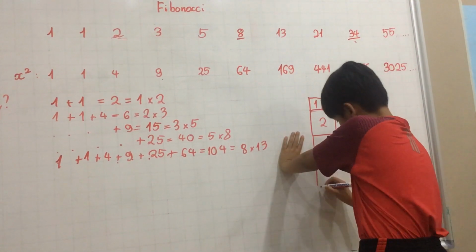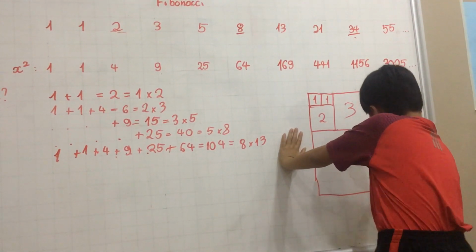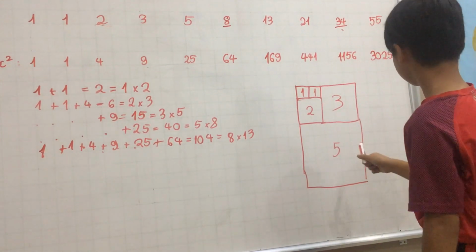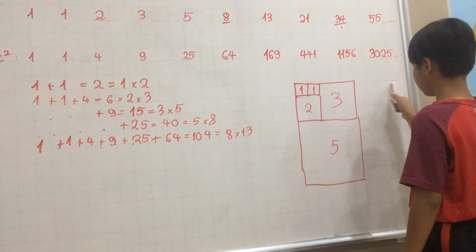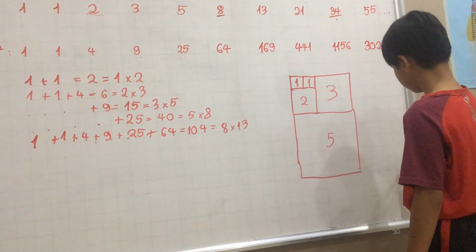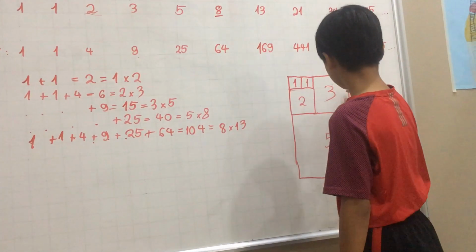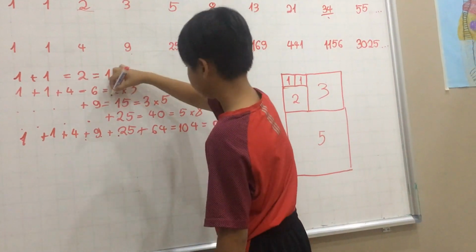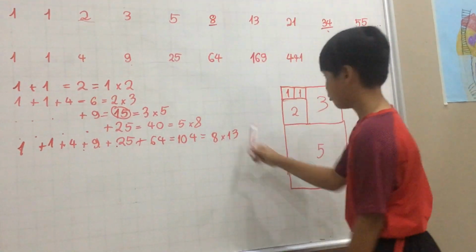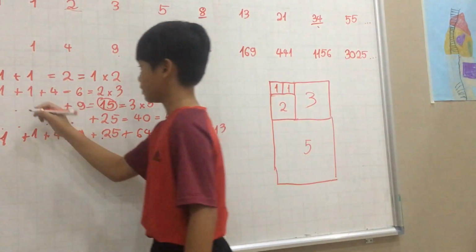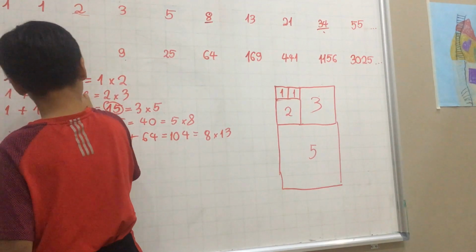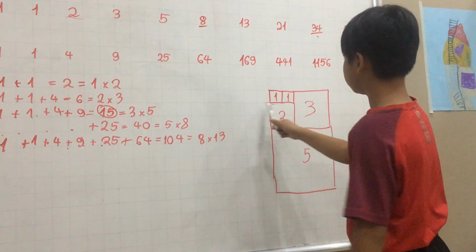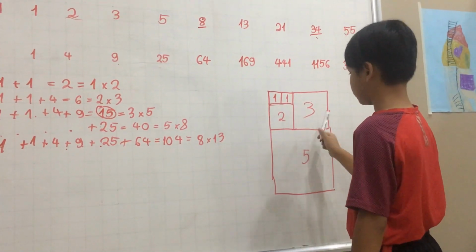And then a 5 square. Here, actually out here would be our 8, but we don't have enough space, so we will just take here 3 times 5, which will be 15. And why do we get 15? Here, 1 plus 1 plus 4 plus 9 equals 15, which is equal to 1 plus 1 plus 2 plus 3 plus 5.